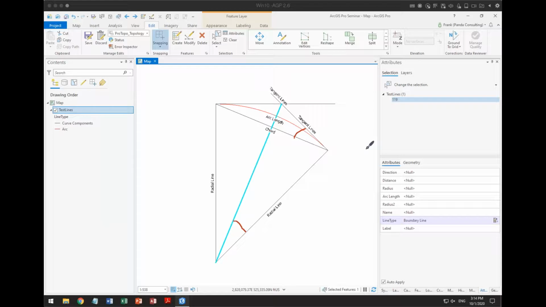So it turns out that the curve itself and the components that make up the curve, the radial lines, the chords, the tangent lines, this long line here, this is nothing more than a series of right triangles on here. And if you know two of the distances, you can figure out the third distance.